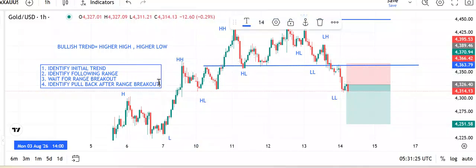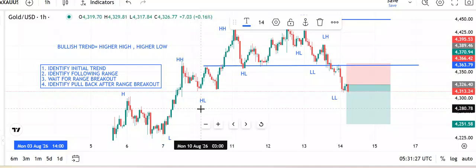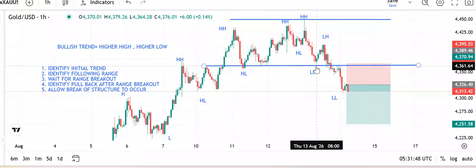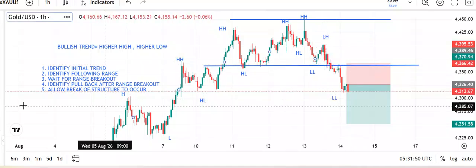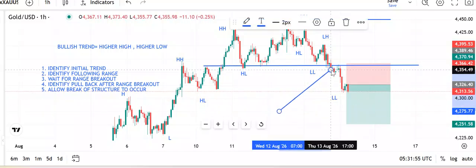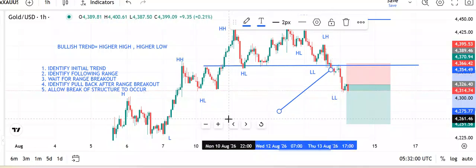Allow break of structure. Point number 5: allow break of structure to occur. Now these are structure, lower low. Then this particular point, this particular bearish candle is where you have your break of structure occurring.